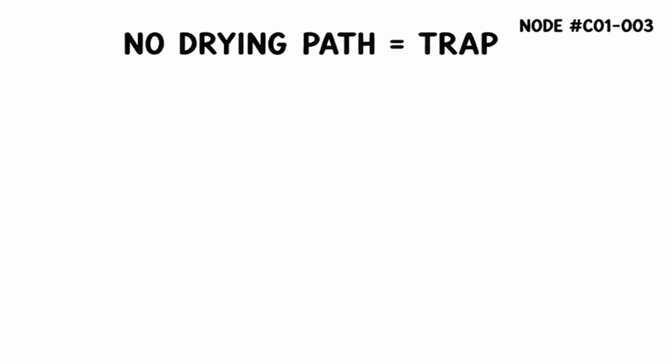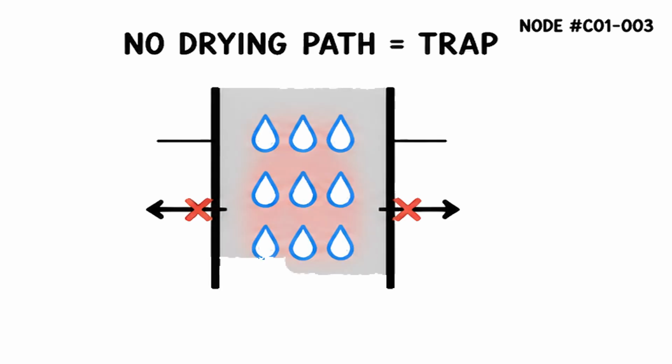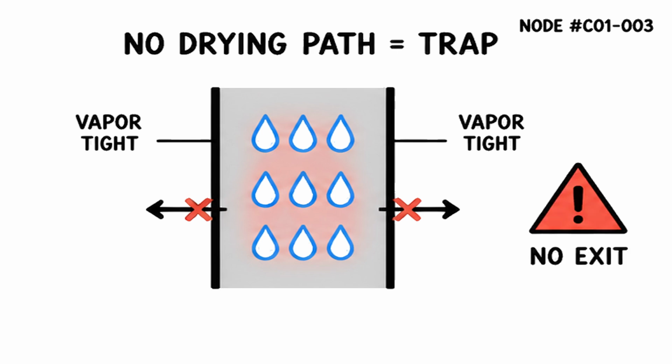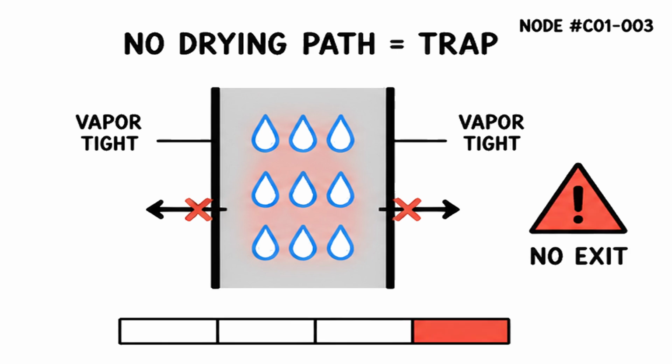Error 2. Adding vapor-tight layers on both sides. A wall that cannot dry in either direction traps every drop it ever collects. Moisture needs an exit route. No drying path equals trap.